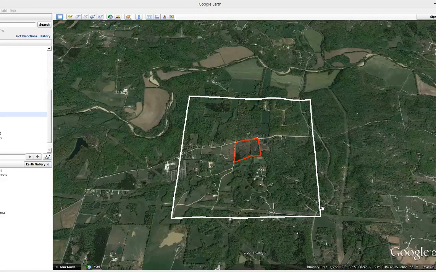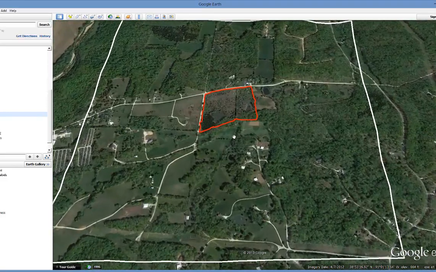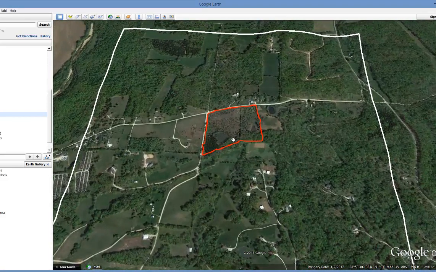I think it's 640, it's either 640 or 620, is a square mile, and that's the average area of a deer. The piece of property we're going to take a look at here is inside the red. It's a very small property. I measured this out, I think it is around 20 acres. It's a very small property, okay?